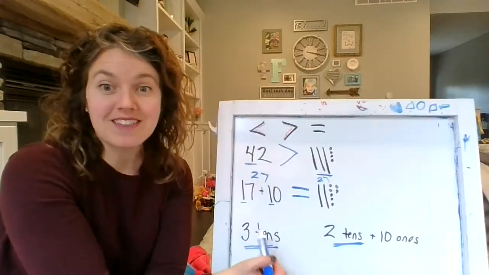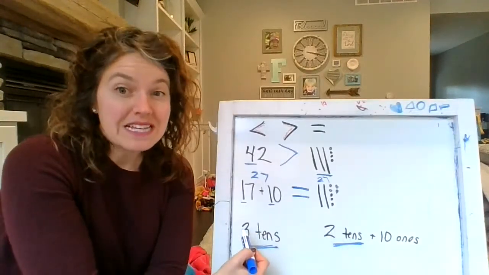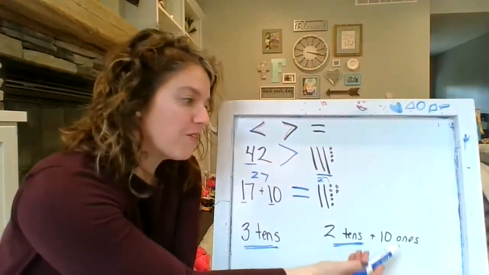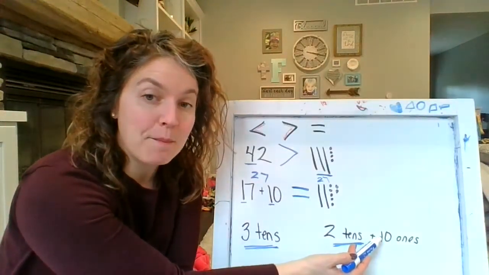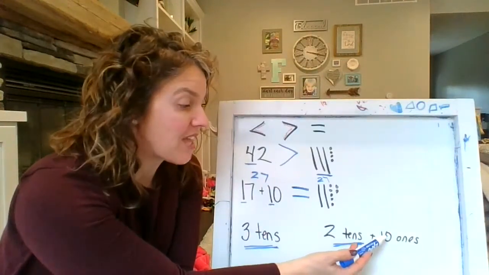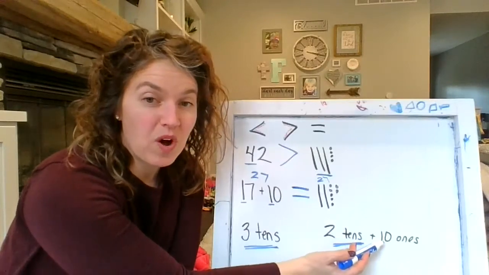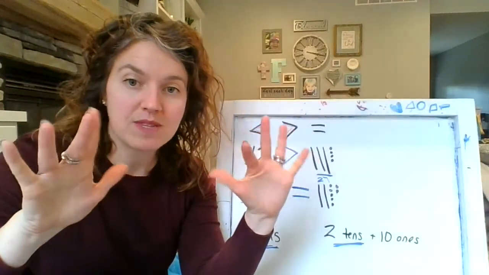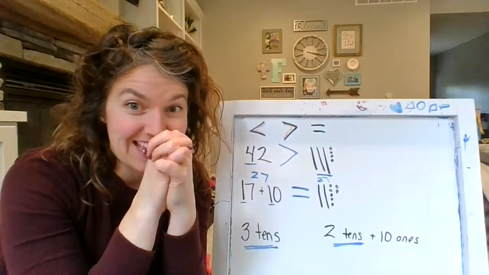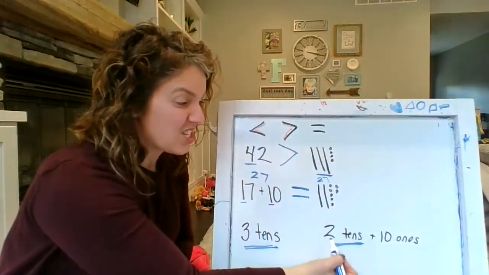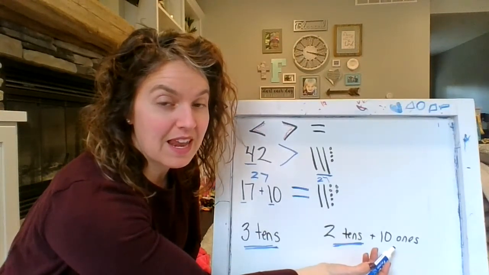Because you're right that this says 3 tens and this says 2 tens. And so 3 is bigger than 2. But look at what else I put on here. I wanted you to add 10 more. So I'm actually asking you to do 2 tens, and even though this says 10 ones, what do 10 ones make? A group of 10.